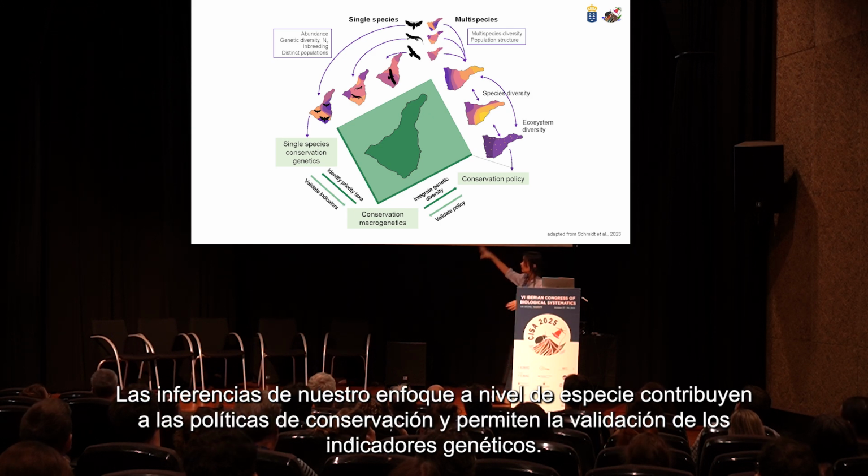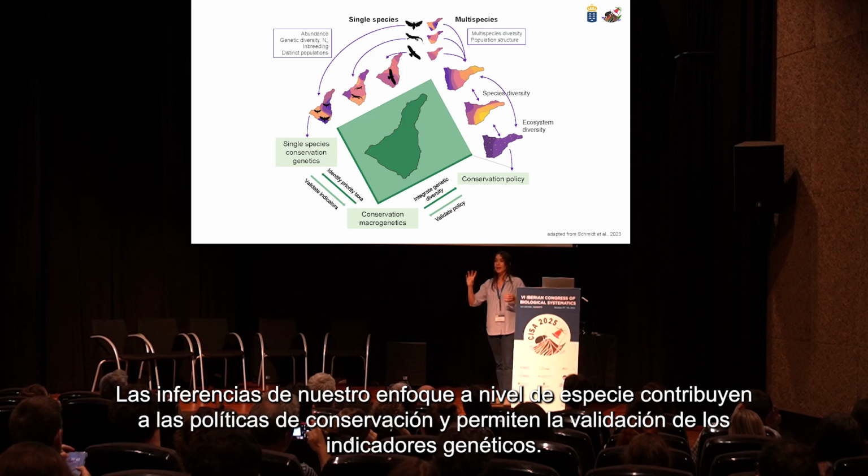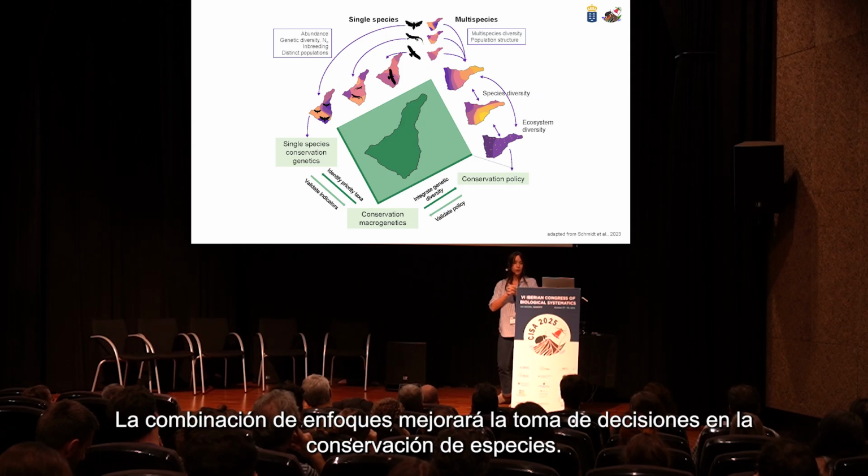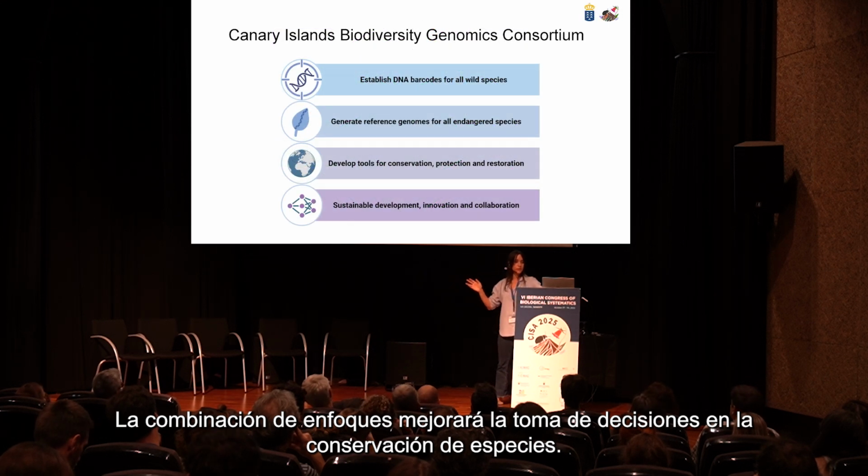So through the single species approach, we can improve our conservation policy, as well as validate our genetic indicators derived from non-genetic data. And through a multi-species approach, we can improve our spatial conservation planning, devise top-down policies that protect genetic diversity, and also identify areas and taxa that are at risk of genetic erosion. So hopefully, these approaches will help decision-making for conservation practice.